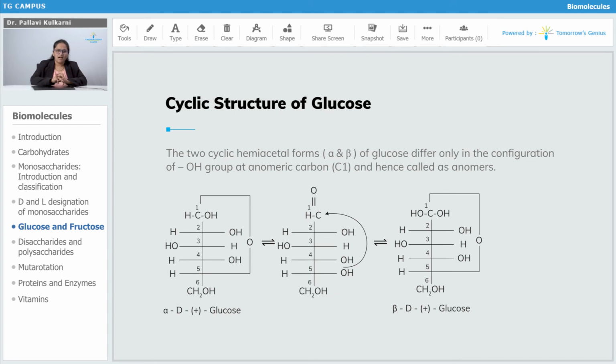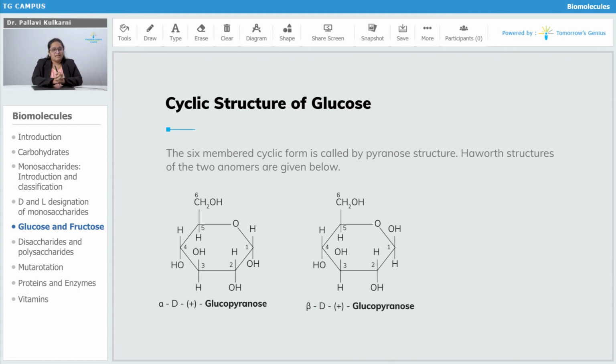Alpha and beta forms are also called cyclic hemiacetal forms. These two forms have different arrangement of the OH group on carbon number 1, which is called the anomeric carbon atom. That is the reason alpha and beta forms are called anomers. Glucose can form a 6-membered cyclic structure. It has a 6-membered ring in it. That is the reason glucose is called a pyranose structure.